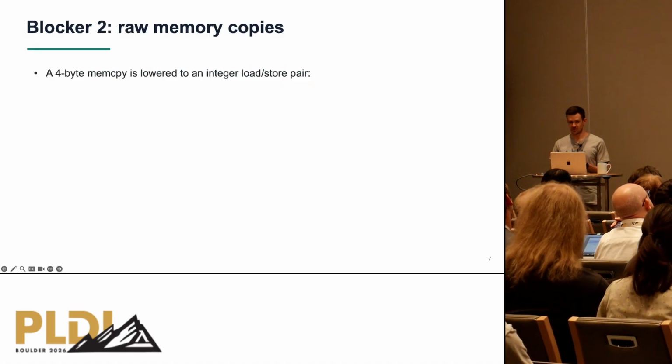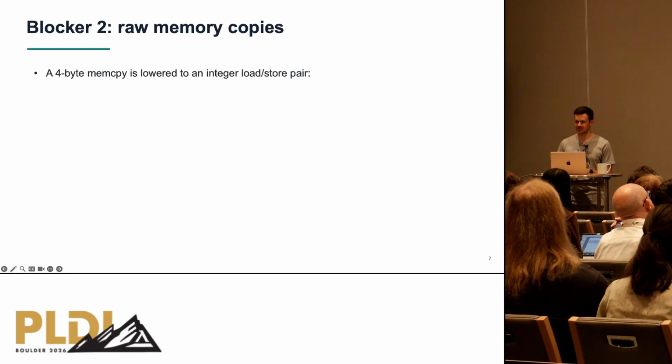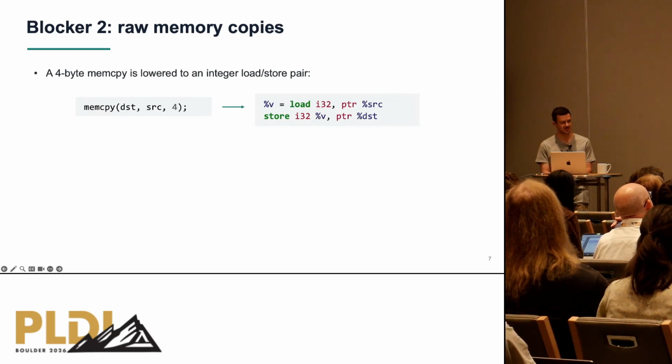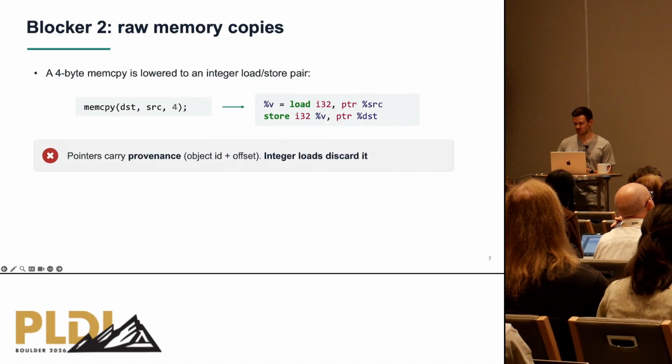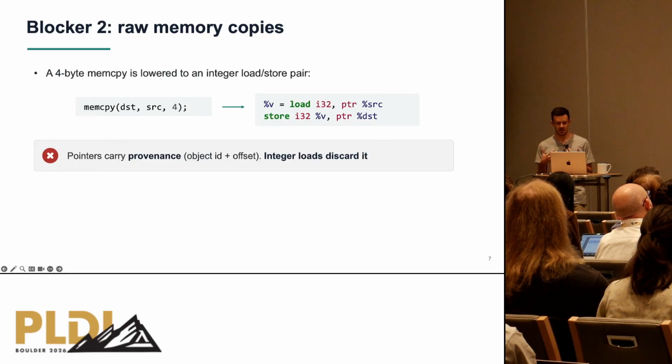The second problem is raw memory copies. LLVM currently lowers small memcopies to integer load-store pairs, as you can see here. This has two main problems with using integers. The first problem is that pointers in LLVM are not mere addresses, but also carry something called provenance. Provenance can be thought of as the capability to access a memory region.